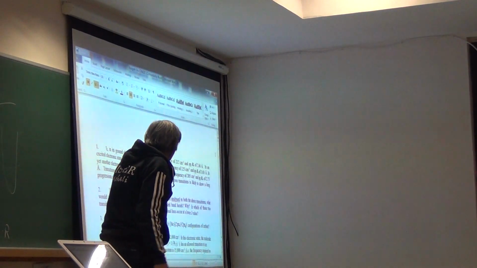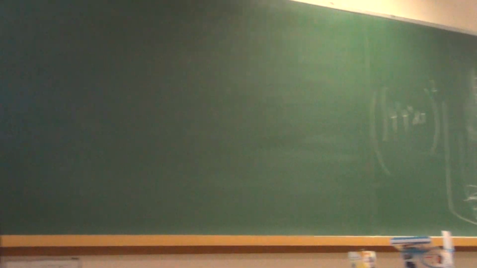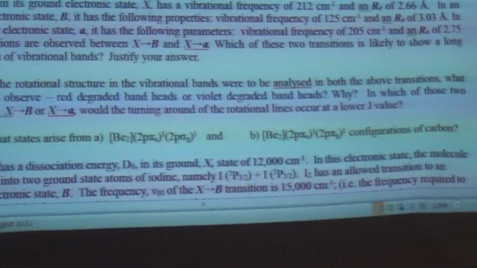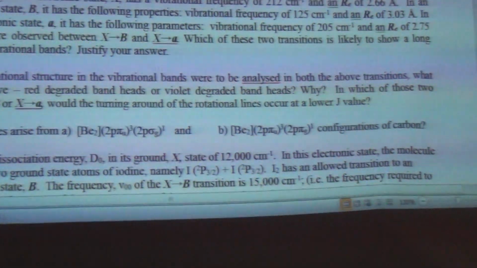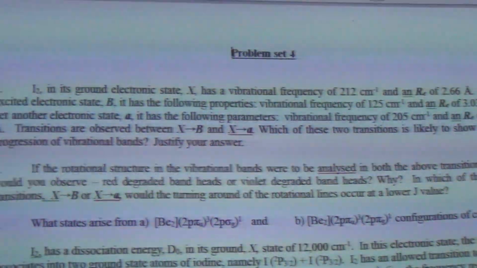Okay. What's the next question? If the rotational structure of the vibrational bands were to be analyzed in the above transitions, what would we observe?